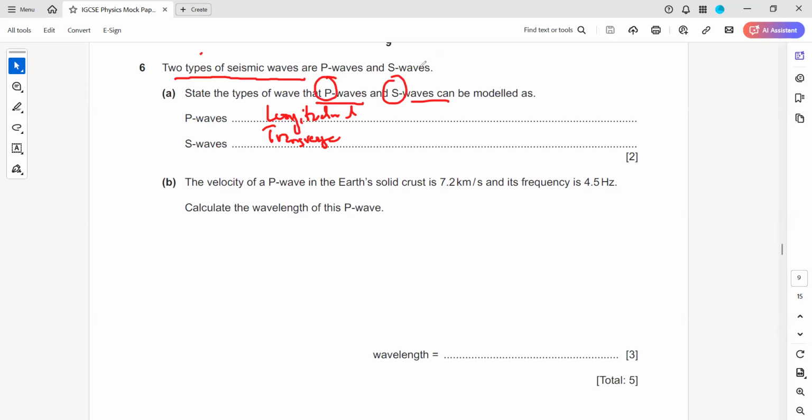P is a primary wave, S is a secondary wave, which are produced during an earthquake. P stands for primary, S stands for secondary. Seismic waves are the waves which are produced by the earthquake.